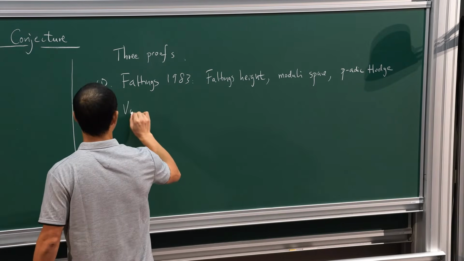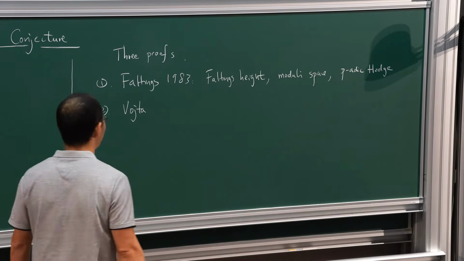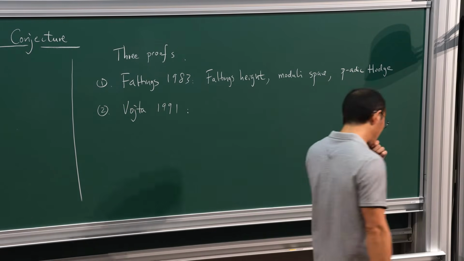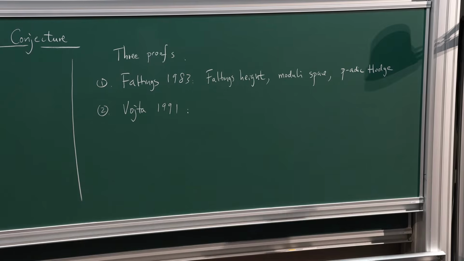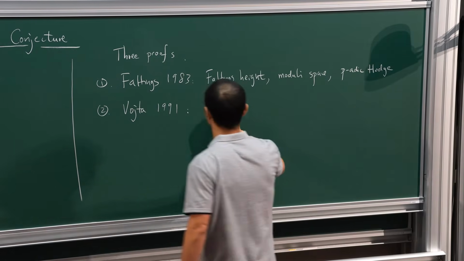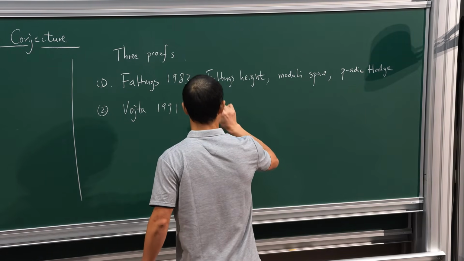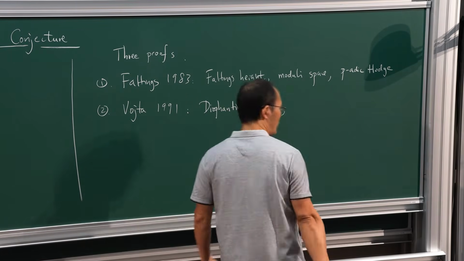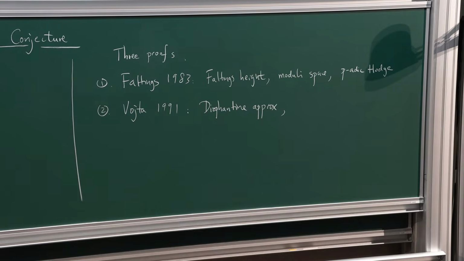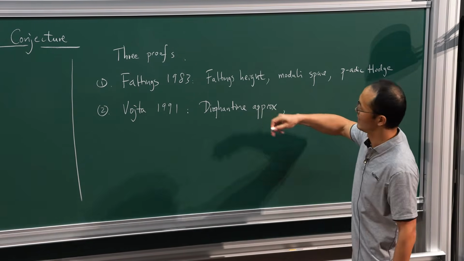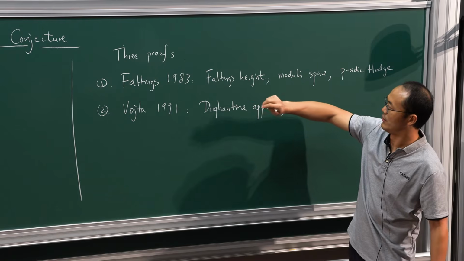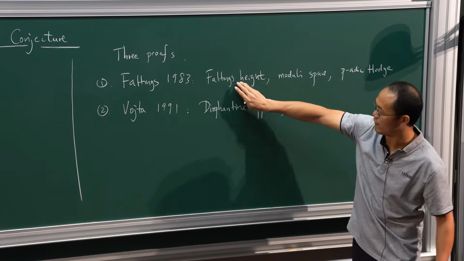And then the second proof, which is more related to my talk, is due to Vojta, 1991. Vojta's proof is inspired by the proof of the Thue-Siegel-Roth theorem in Diophantine approximation. And he also uses Arakelov geometry, uses more, I should say. Faltings also uses some Arakelov geometry to define Faltings height and to obtain a Northcott property for Faltings height.